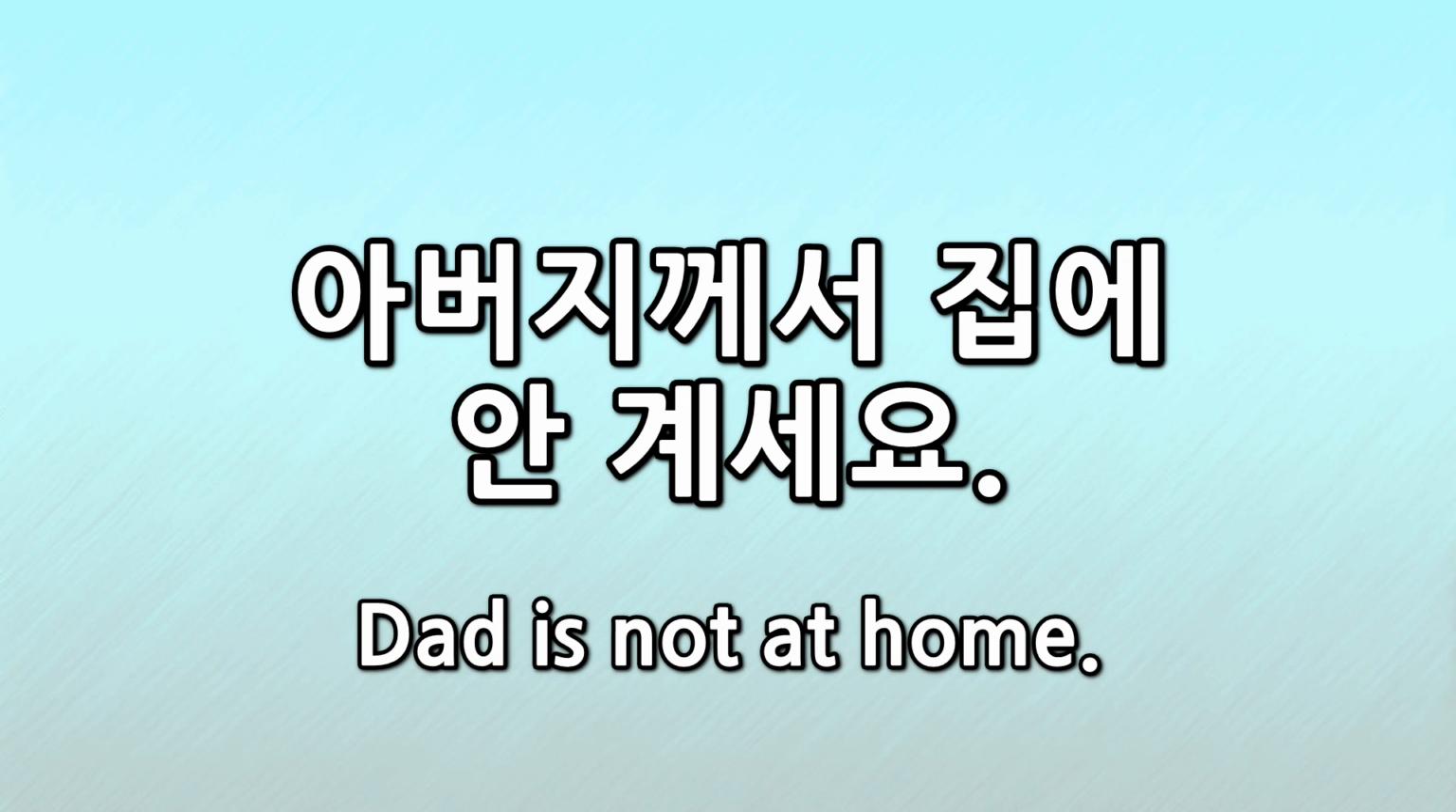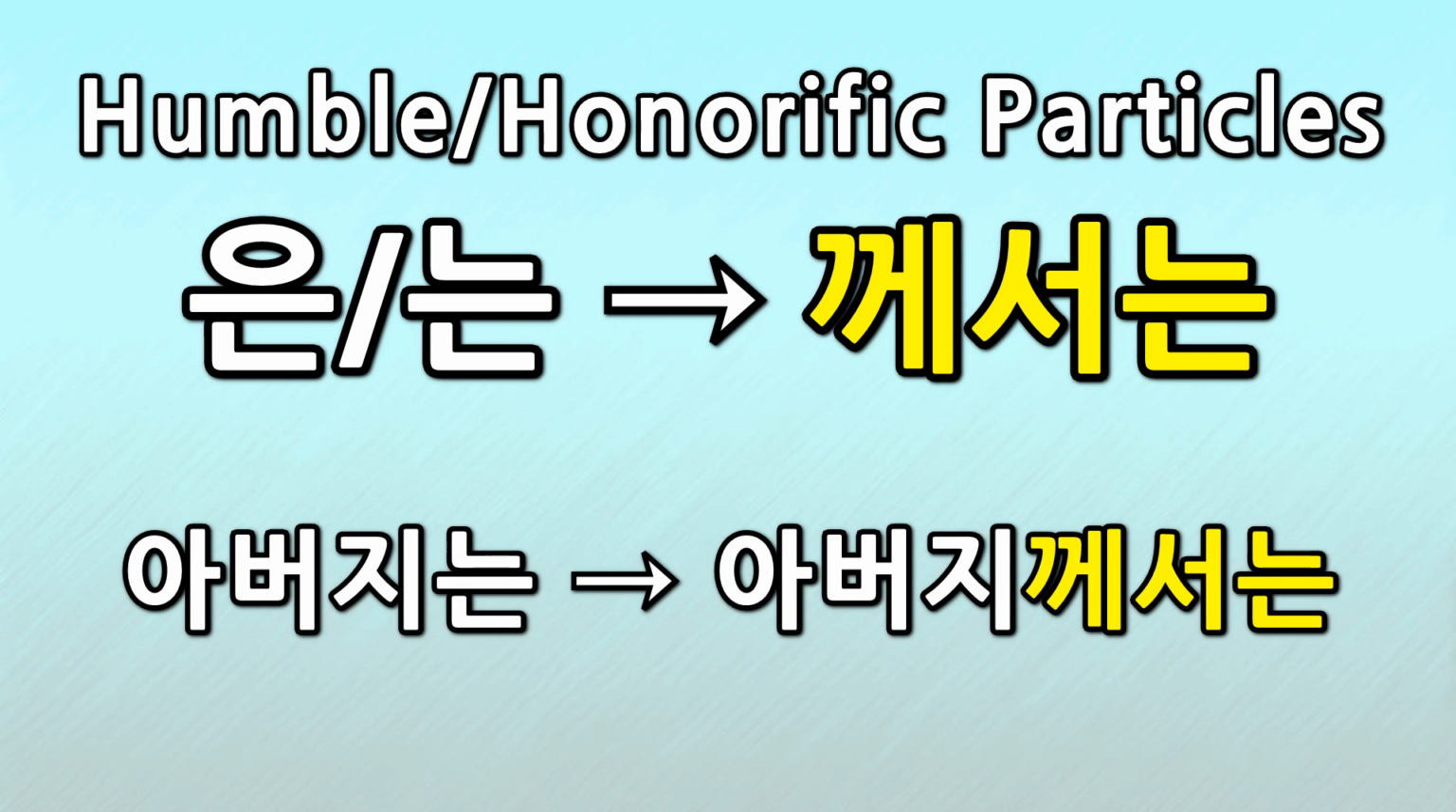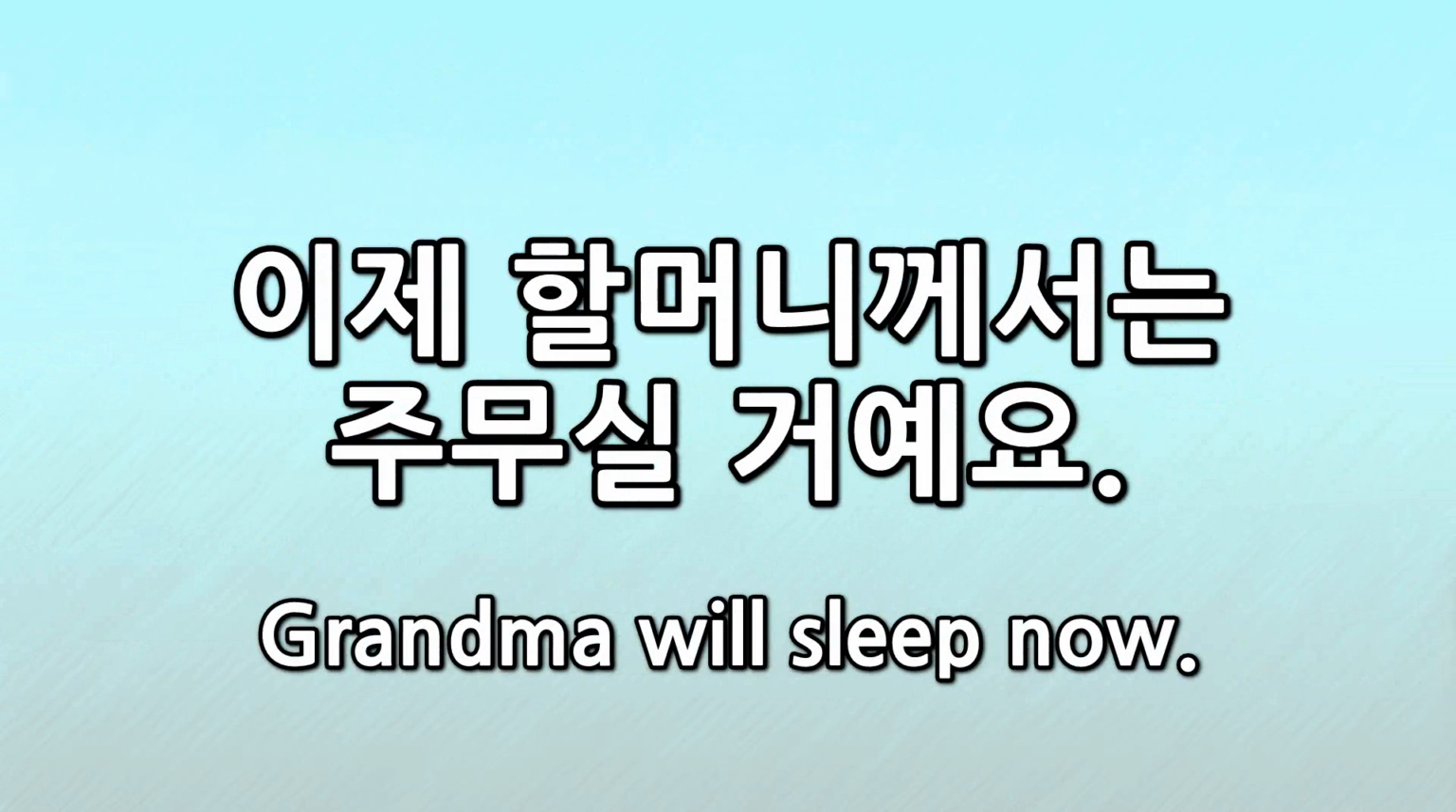While we could also say 아버지가 and it would be grammatically correct, using 께서 is much better because using 이 and 가 doesn't show any additional respect. The second one is the topic marker, 은 or 는. Instead of these, use 께서는. So instead of saying 아버지는, say 아버지께서는. It's longer to say, but it shows respect, and it should be used whenever you're using honorific verbs to talk about someone. Here's an example. 이제 할머니께서는 주무실 거예요. Grandma will sleep now.